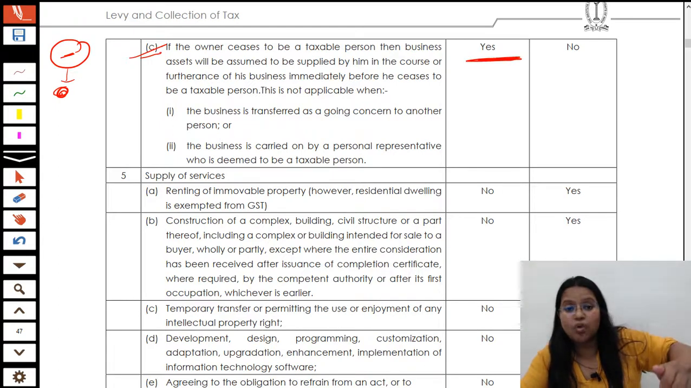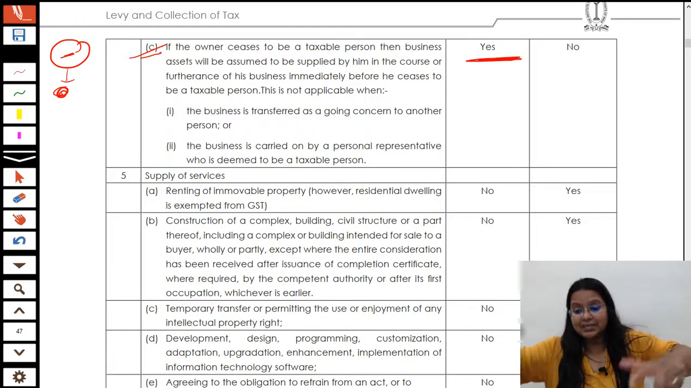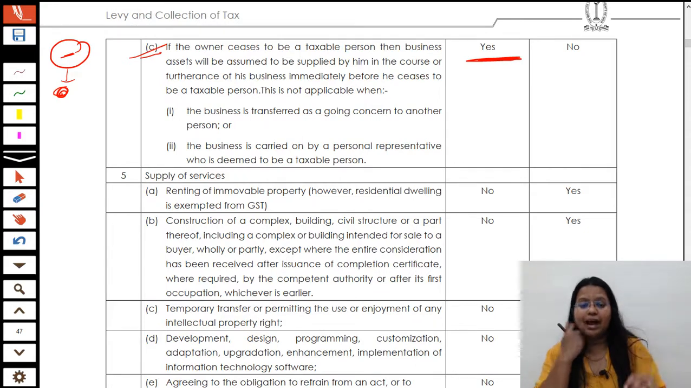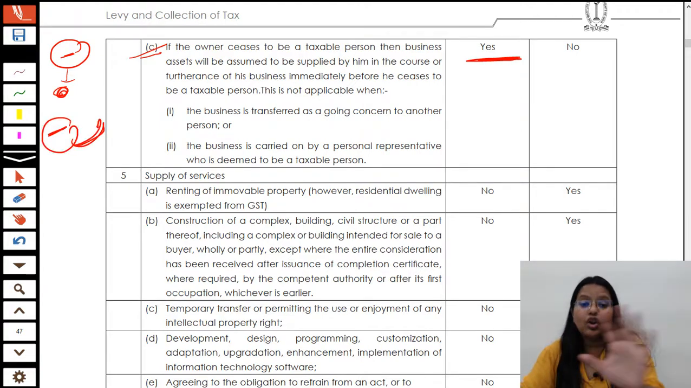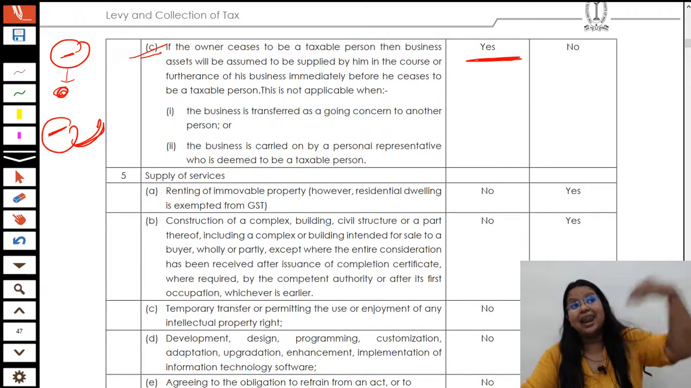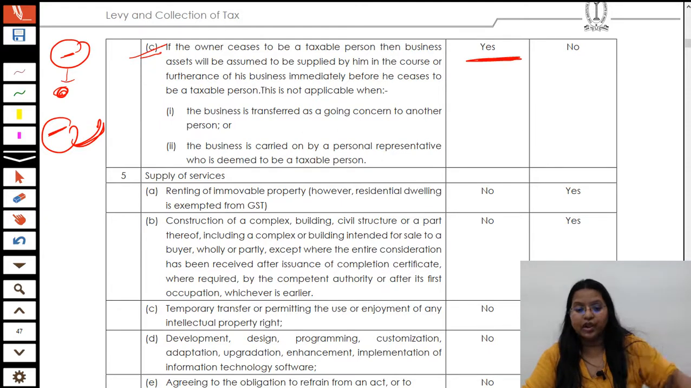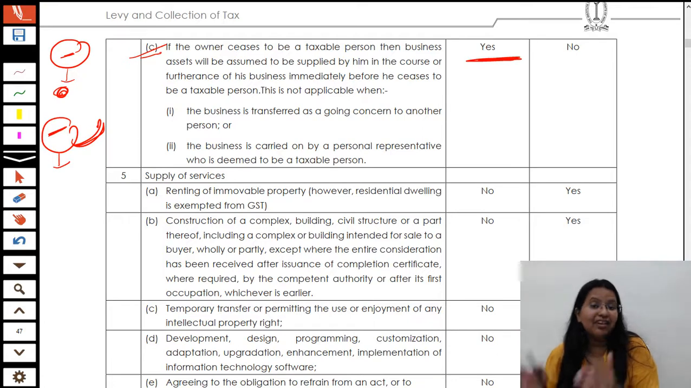But for this point, that is taxable to non-taxable supply of goods, the assumption has two exceptions. First of all, if the business is transferred as a going concern to another person, we will not consider that it has been supply of goods. The second is, if the business is carried on by a personal representative, and now that personal representative is deemed to be a taxable person. Okay, so these are two exceptions for this point.